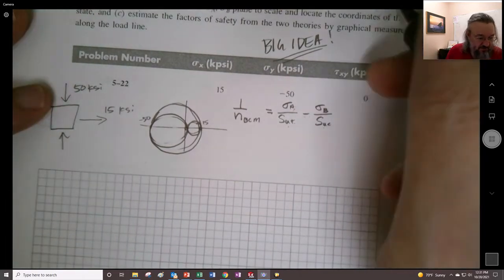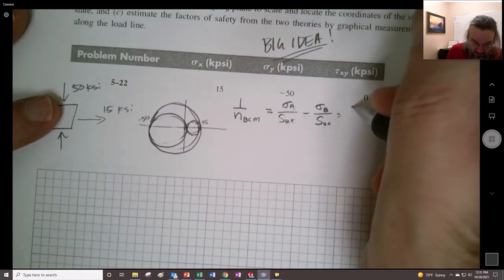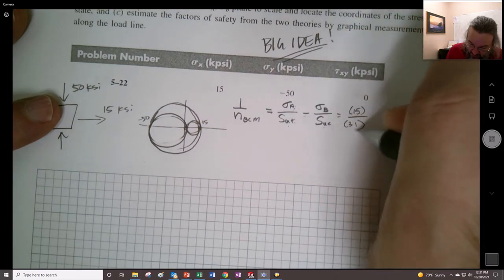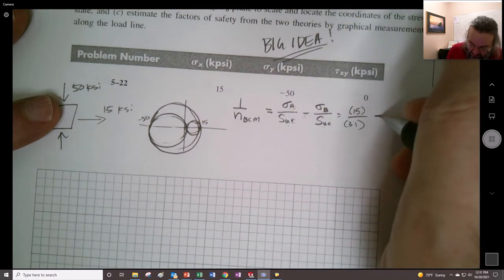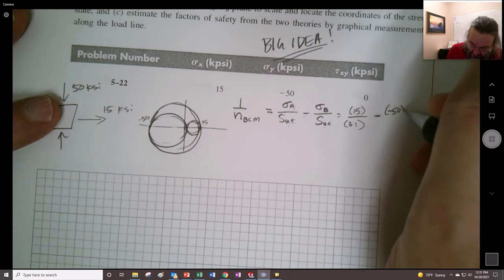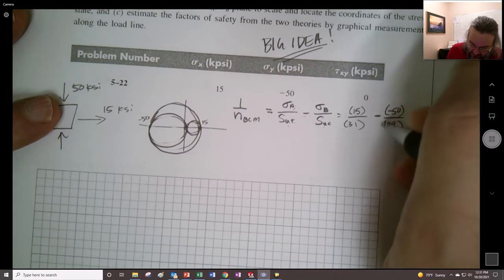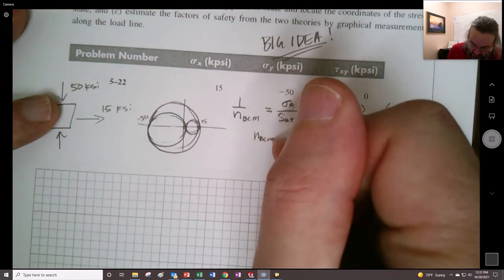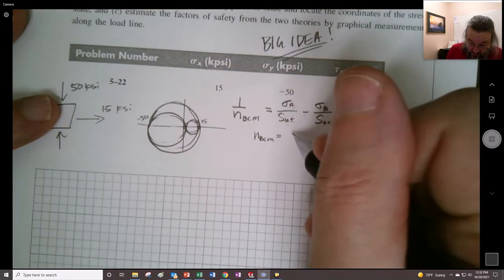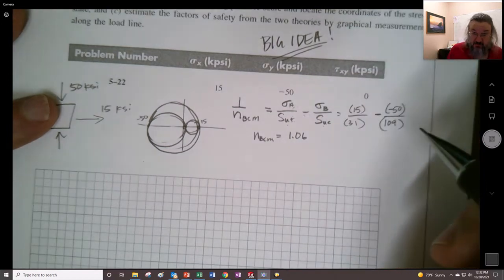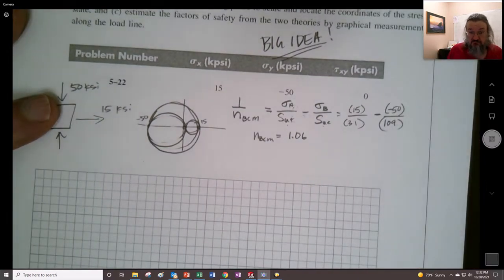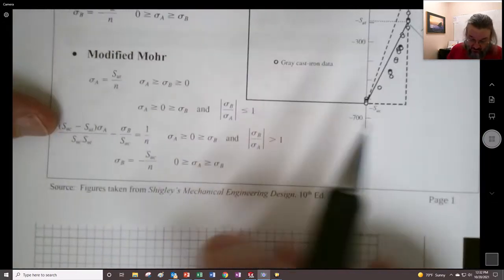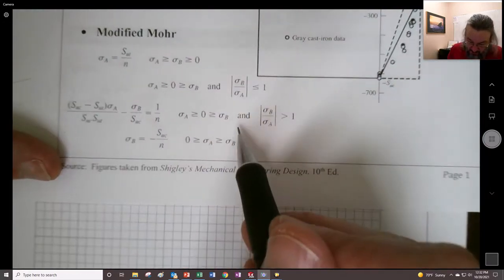Makes sense, right? So you say, all right, it's going to be 15 divided by 31, the strength we just looked up, minus, but here's our minus 50 divided by 109, right? From that, you get a brittle Coulomb-Mohr factor of 1.06.